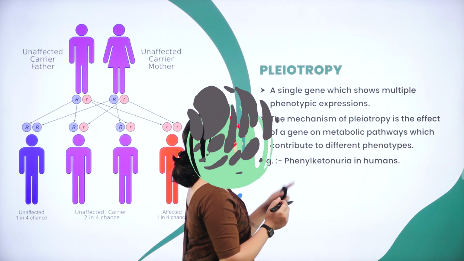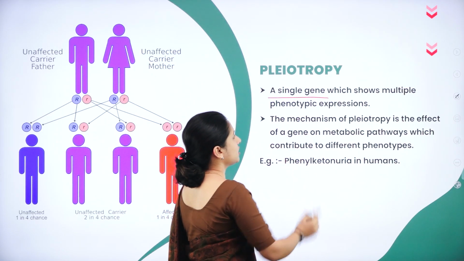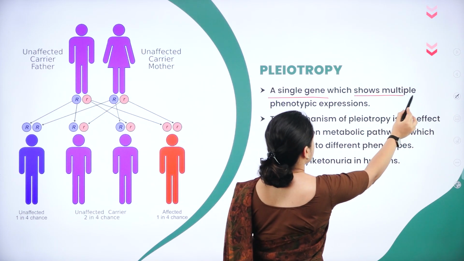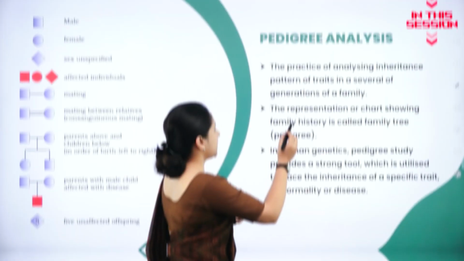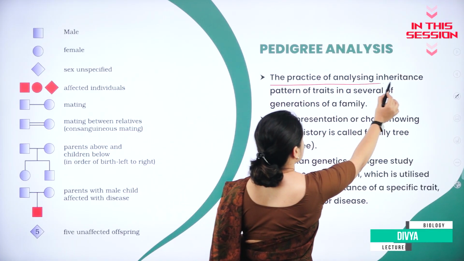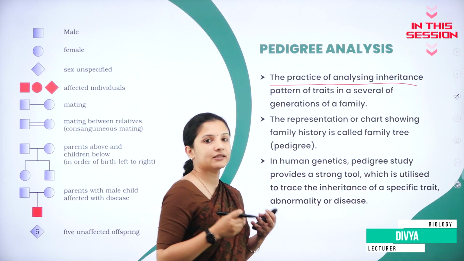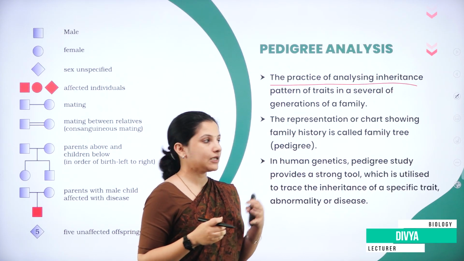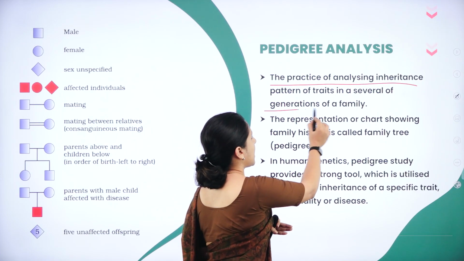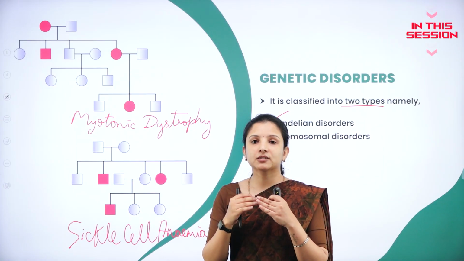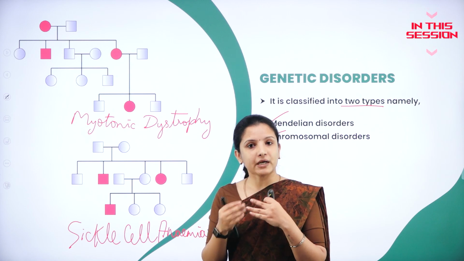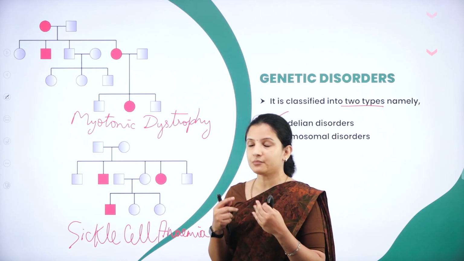Pleiotropy is nothing but a single gene which shows multiple phenotypic expression. Pedigree analysis is nothing but the practice of analyzing inheritance pattern or trait in several generations of a family. Myotonic dystrophy is a condition which affects the muscles. So it is a disease which affects the muscle.